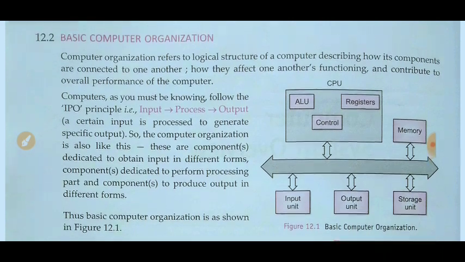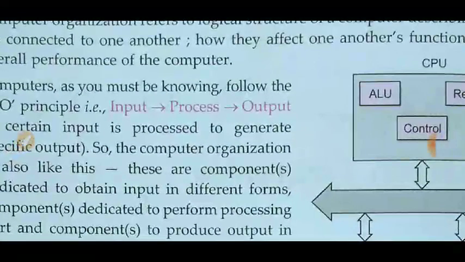As you know, computer follows the principle of IPO. You know very well what is I here, what is P and what is O. Here I stands for input, P stands for process and O stands for output. Means it follows one cycle that is called input process output cycle. Means first it will take input from the user with the help of input device.